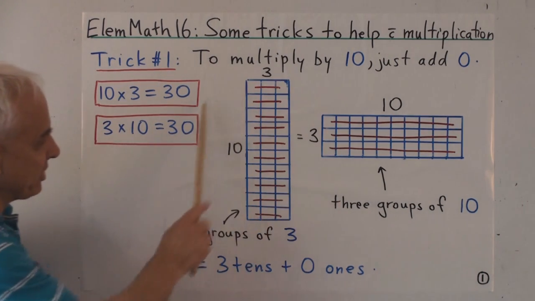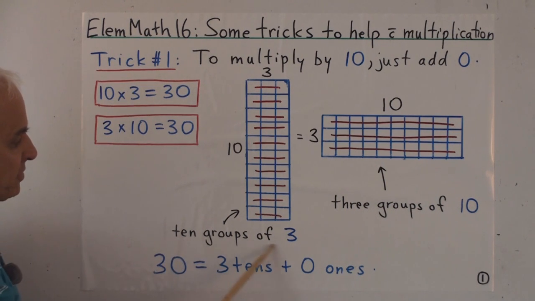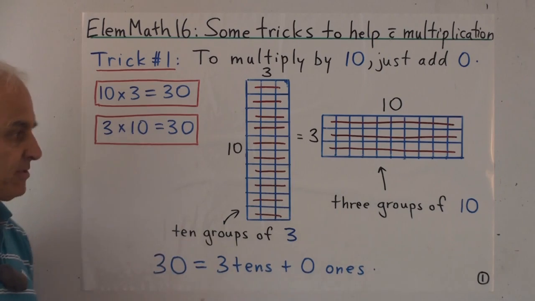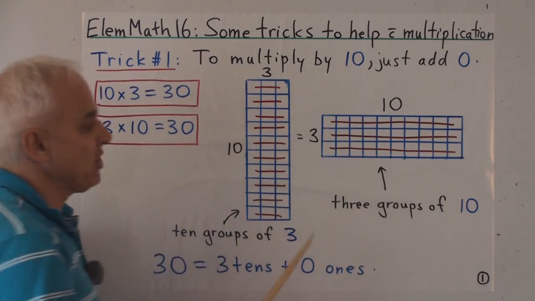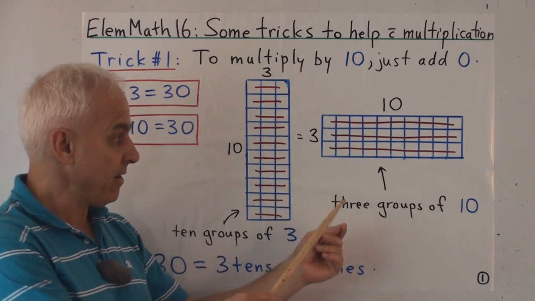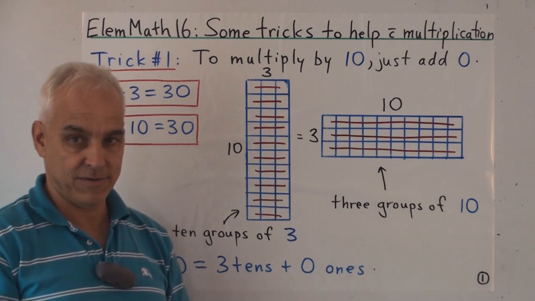So this interpretation is of 10 groups of 3. 3 plus 3 plus 3 plus 3 and so on 10 times. While this one here, the interpretation is 3 groups of 10. So it's 10 plus 10 plus 10.